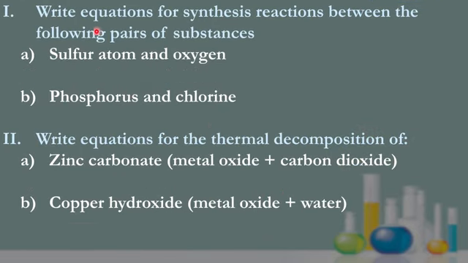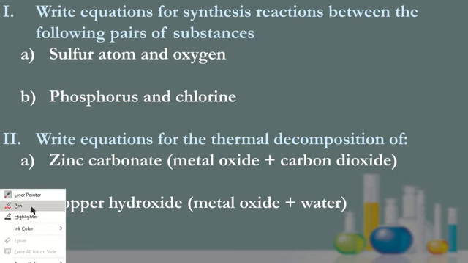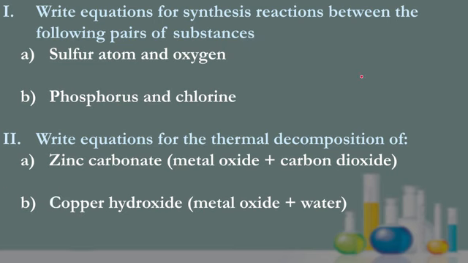In question 1 it says, write the equations for the following synthesis reactions between the following pairs of substances. Now, a synthesis reaction is where you combine two reactants to make one big substance. So if we have a look, a synthesis reaction occurs like so. It'd be A plus B, two smaller substances combining to make one bigger substance.